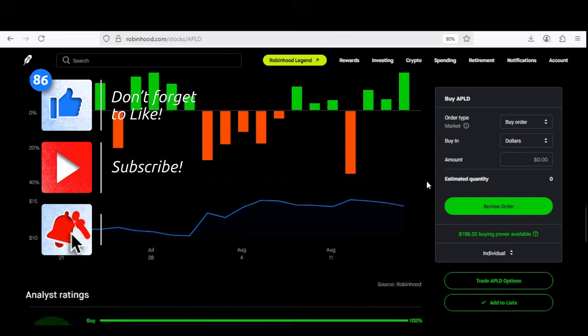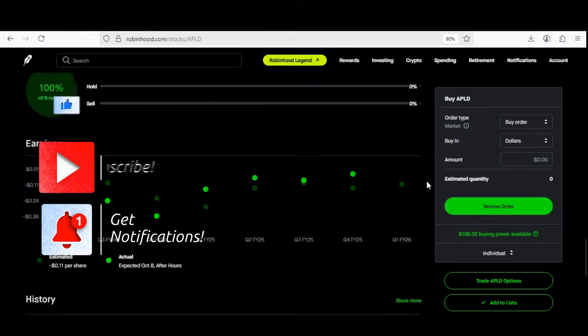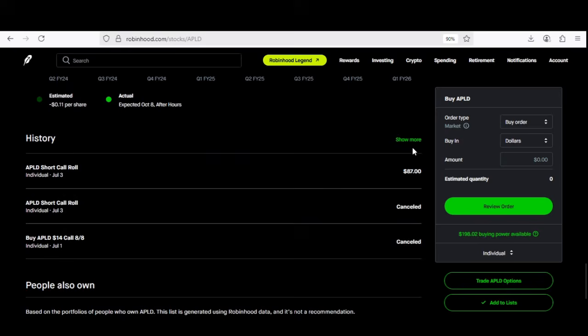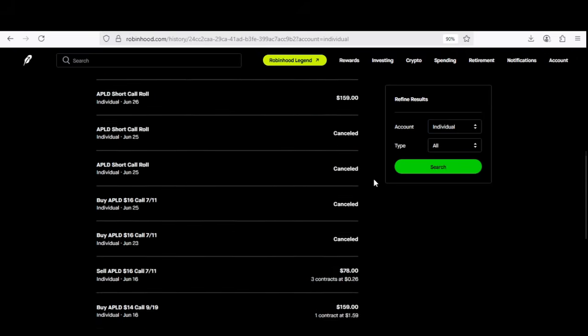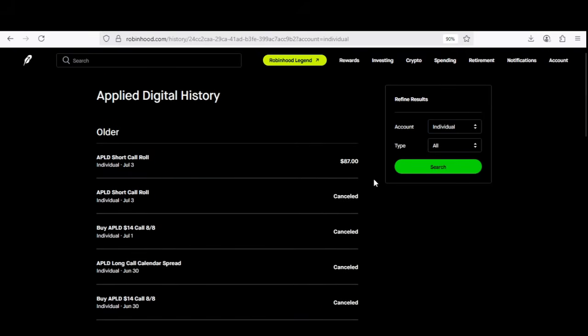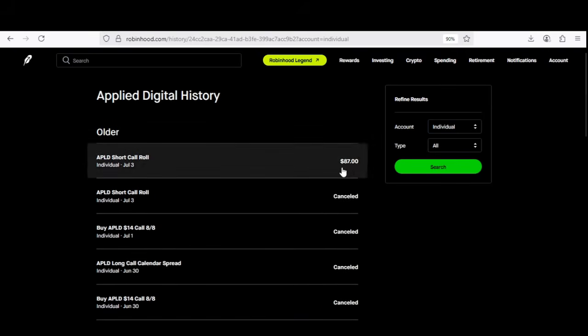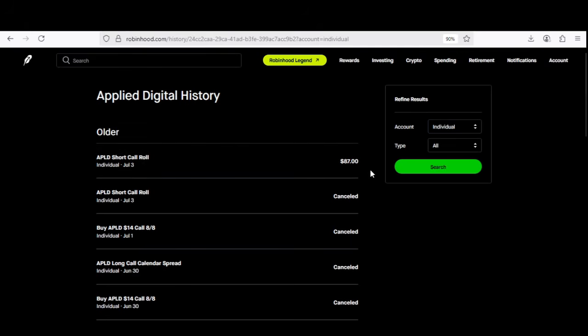Let's go down. I want to show you the history. And let's go. So here we have the history. Let's go to show more. Good. What I want to highlight from this, I want to show you guys the amount of money I made since I bought this in June. So right here is $87. This is a short roll, meaning instead of me closing out a position, I actually extended the date in order for me to get additional income. So we have $87 here.